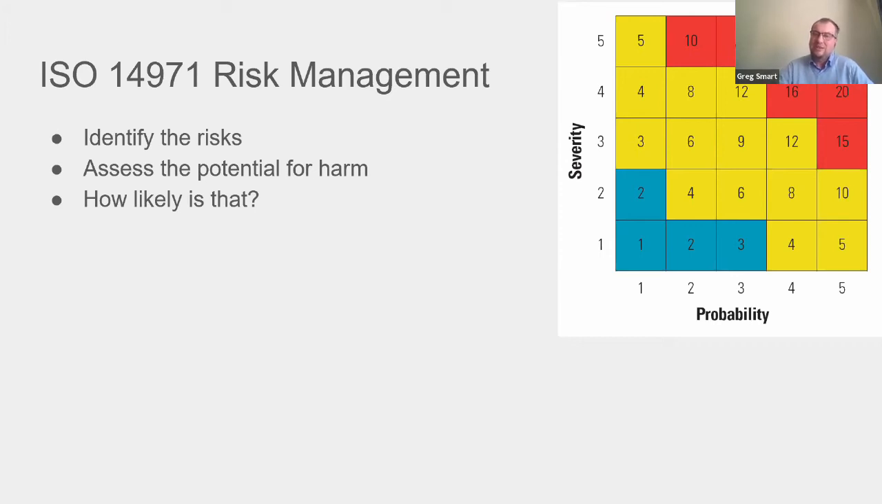Clearly, if a risk is in the green zone, then you don't need to worry about it too much. If it's in the yellow zone, then you would probably want to look to see how you could mitigate it. And if it's in the red zone, you might well say, actually, we can't release our product while we have risks in the red zone. We need to find ways to mitigate those before we release.